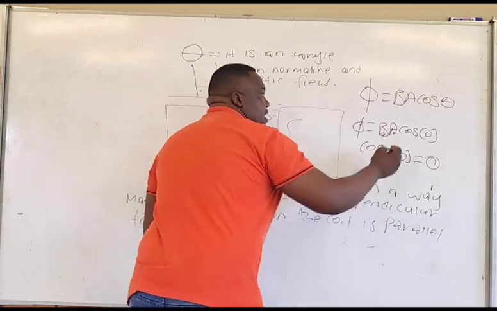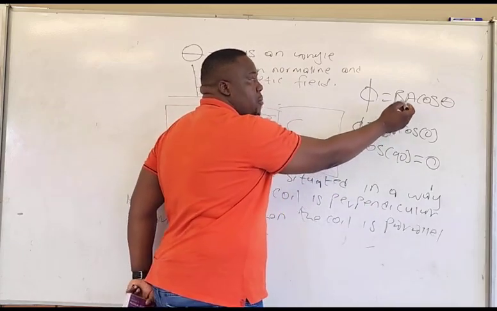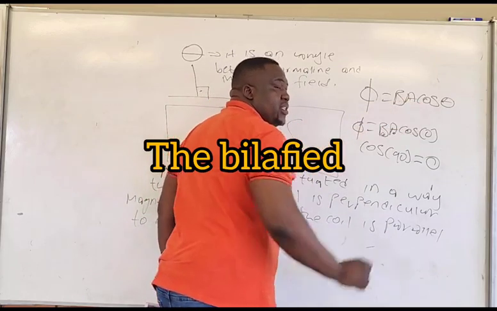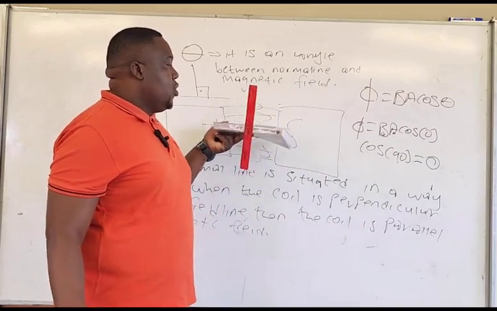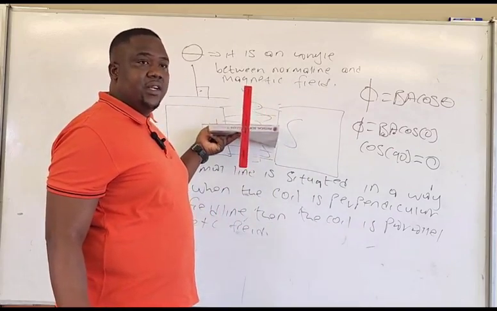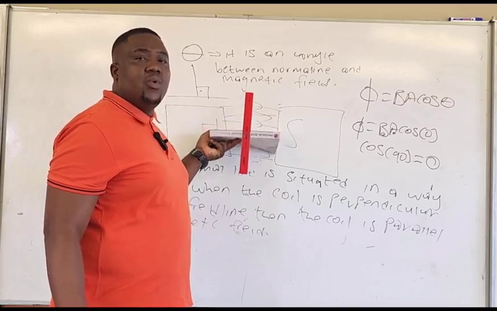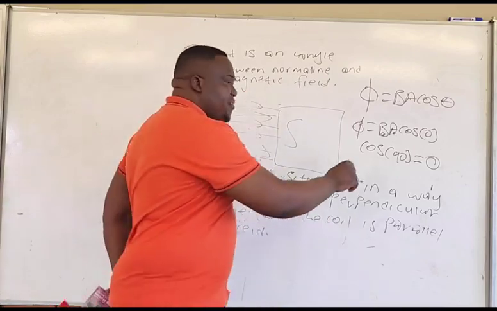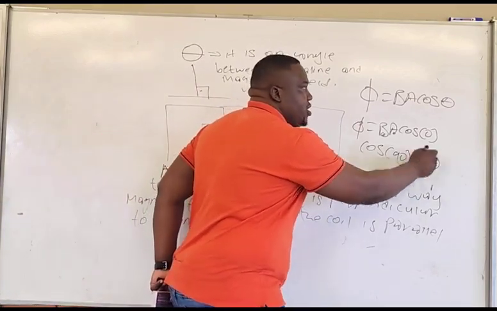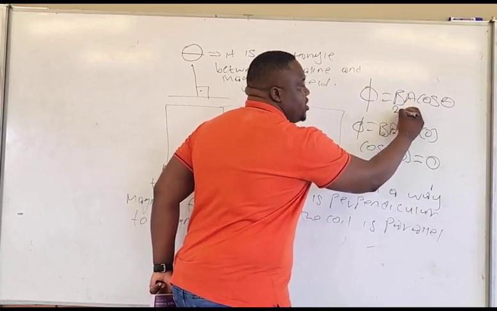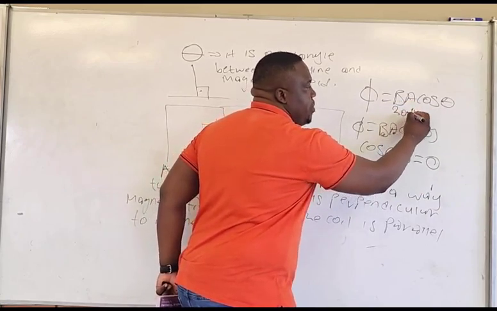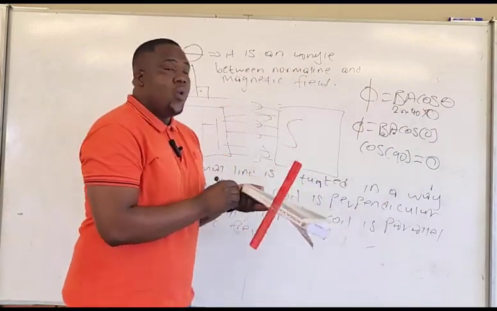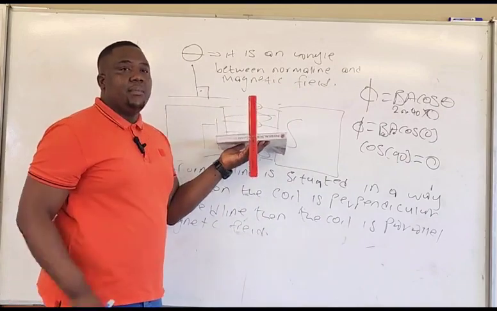What does it mean? It means that when the coil is parallel to the magnetic field line and the normal line is perpendicular to the magnetic field line, we do not produce any EMF. The EMF that is going to be produced is 0. Why? Because the normal line is perpendicular to the magnetic field line, meaning that the angle between the normal line and the magnetic field line is 90. So we're going to have cos 90, which is equal to 0.